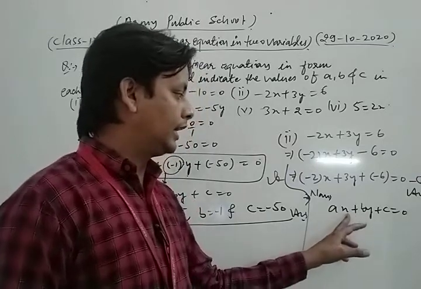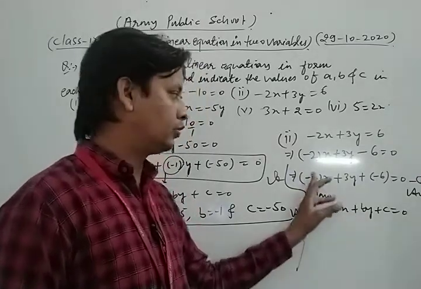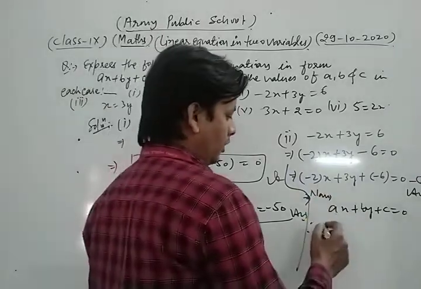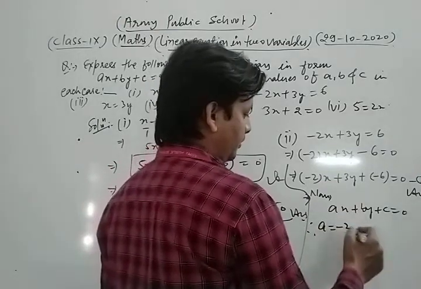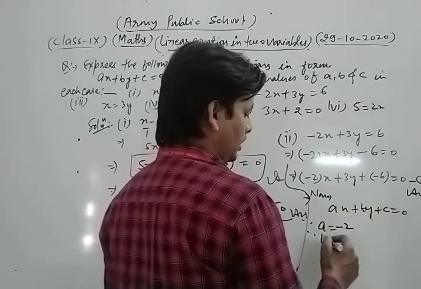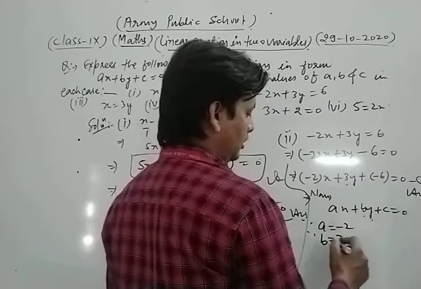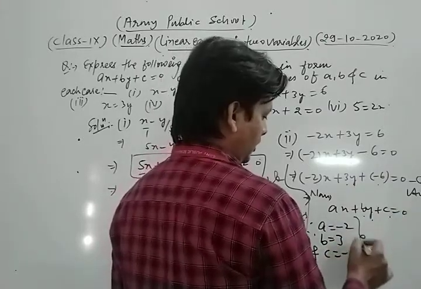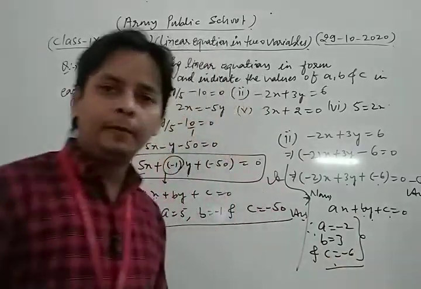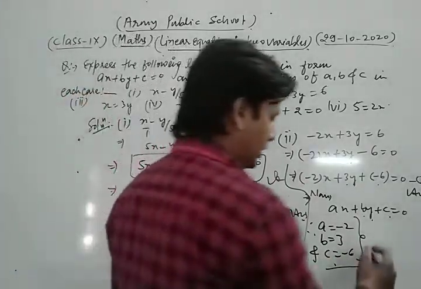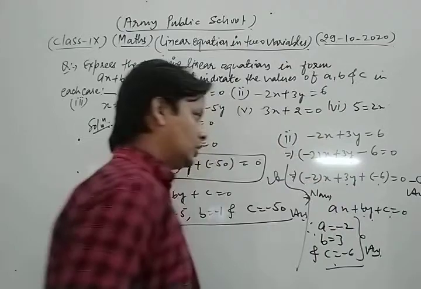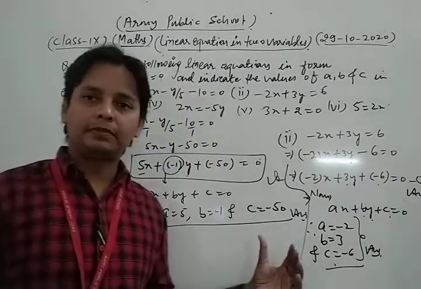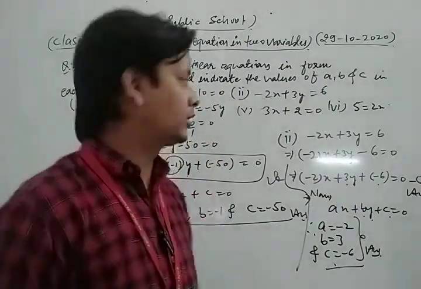Now look, a is the coefficient of x. Here the coefficient of x is minus 2, so the value of a is minus 2, the value of b is 3, and the value of c is minus 6. Thus, in this way, this is our other answer. So this is the process to solve this type of question. Now we solve the next part of this question.